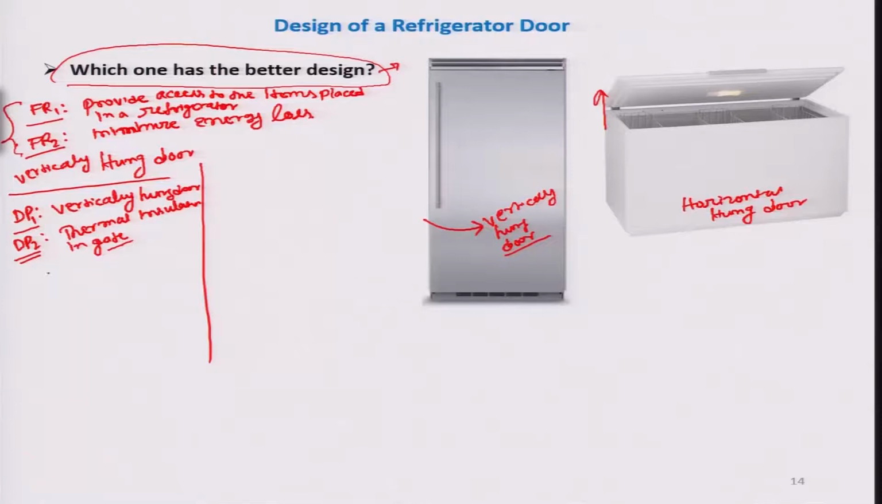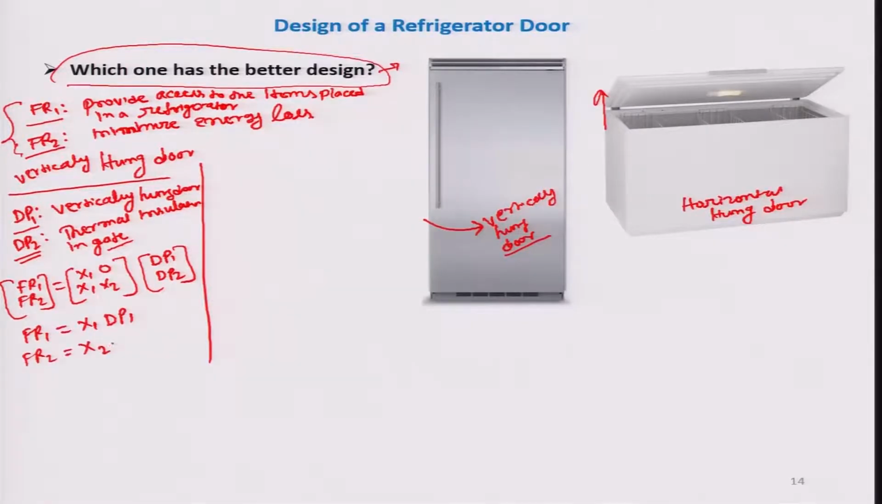So if you write in matrix form, then FR1, FR2 equal to x 0, x1 x2, times DP1, DP2. So FR1 is equal to x1 DP1 and FR2 is equal to x1 DP1 plus x2 DP2. So here you can see that there is a triangular design matrix. So this design equation is a decoupled one.